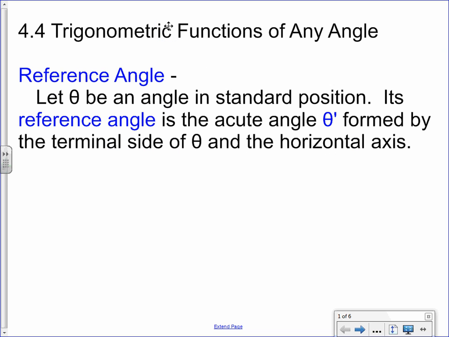If you don't remember reference angle from last year, here it is. A reference angle is an angle in standard position. So theta is in standard position. Its reference angle is the acute angle formed by the terminal side of your angle and the horizontal axis. It's basically the angle between the x-axis and your terminal side. Okay? And please note that it says acute. It will always be less than 90.